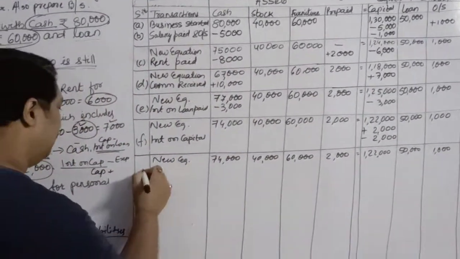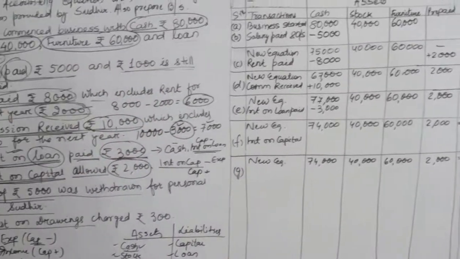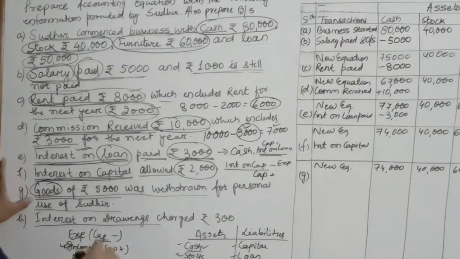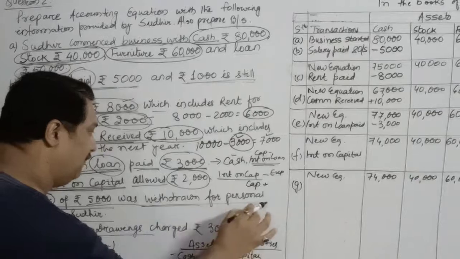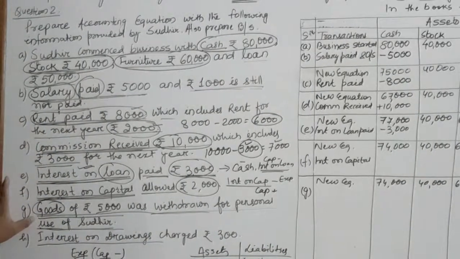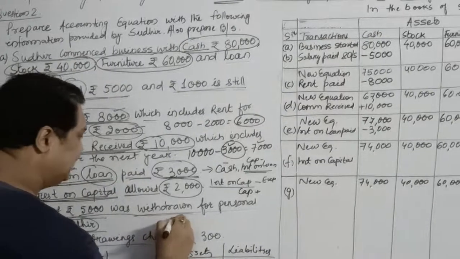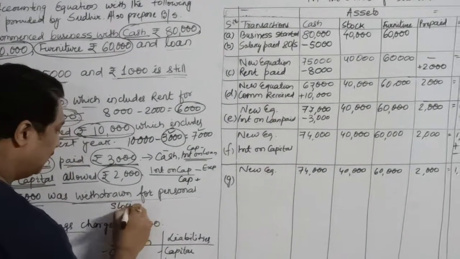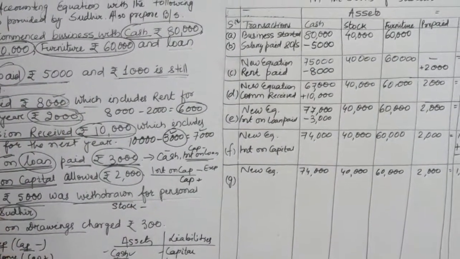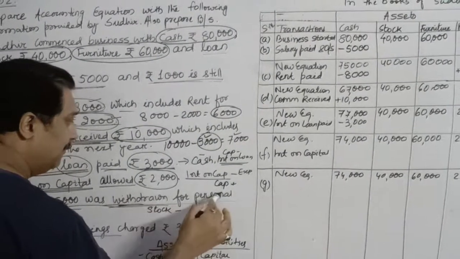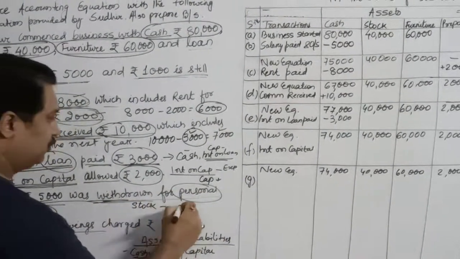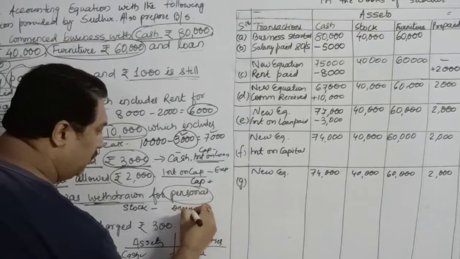Next, transaction number G. What is that? Goods of rupees 5,000 was withdrawn for personal use of Sudhir. Who is Sudhir? Sudhir is the owner. So when he is taking goods, goods means stock will decrease, and this is what? Personal use. That means drawings. It is called drawings.